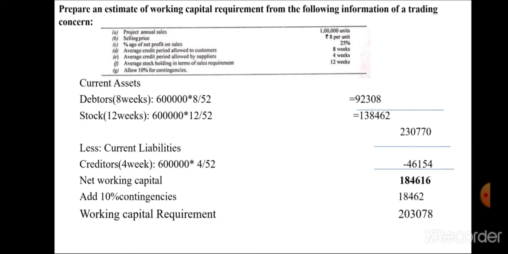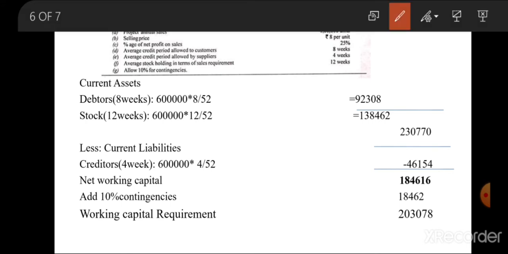First you calculate the current assets, then after that you subtract the current liabilities from current assets, then you get the net working capital. So first you calculate the current assets, that is your first is your debtors, right? So the formula for calculation of investment in debtors is equal to budgeted credit sale in units into cost of sale per unit into average debtors collection period, right?